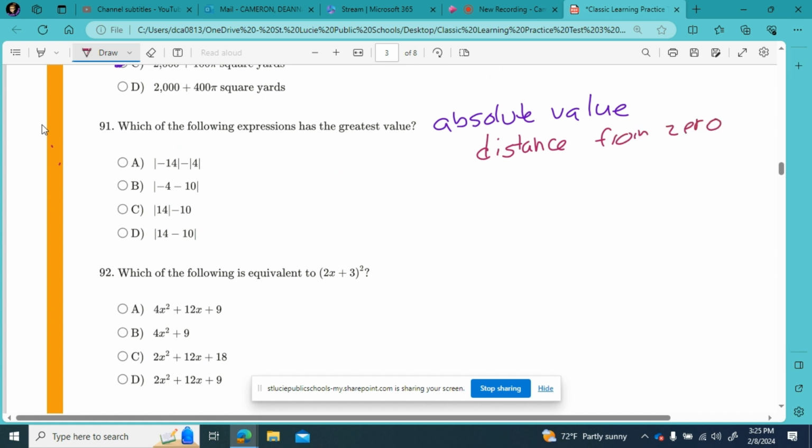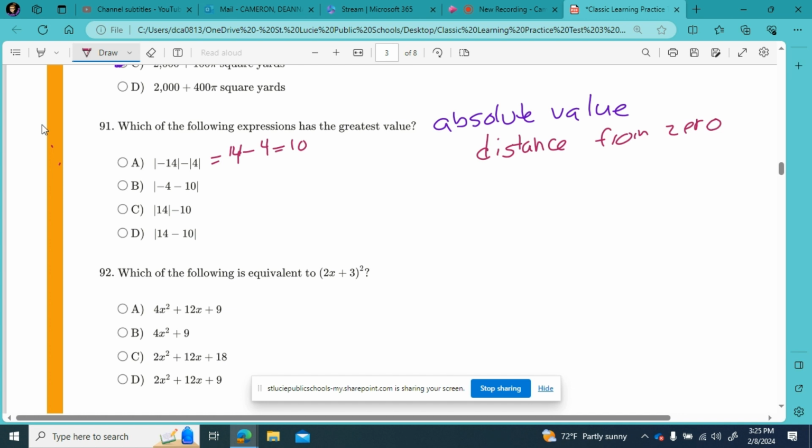So when I'm looking at this, I'm going to treat my absolute value signs like parentheses. And then if I get a negative inside of my absolute value, like right here, that's negative 14, I'm just going to turn it positive because it's 14 units away from zero. So A would be 14 minus 4, right? Equals 10. Notice I kept my minus sign there, right? Not everything goes positive mode with an absolute value because that minus was not inside of the absolute value sign.